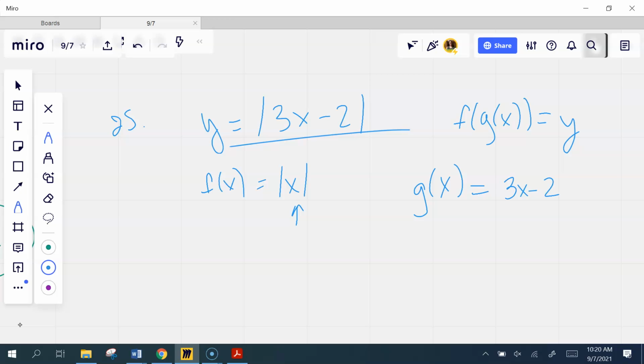Wait, so the f is always on the outside? Yes. Like what you had in your homework? If it's in your homework, it's fair game.